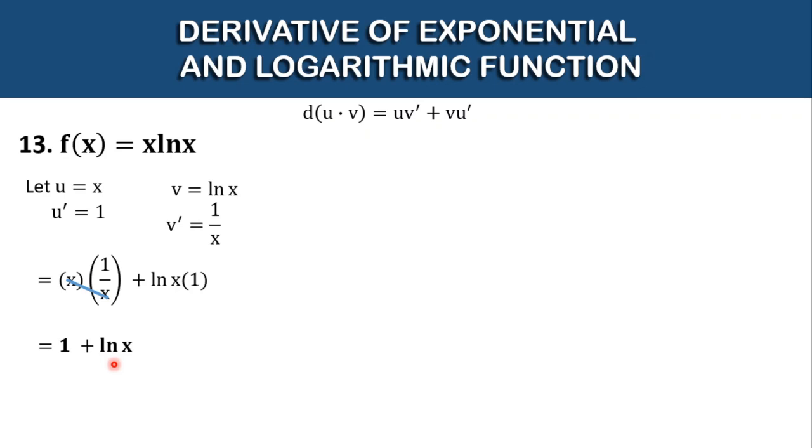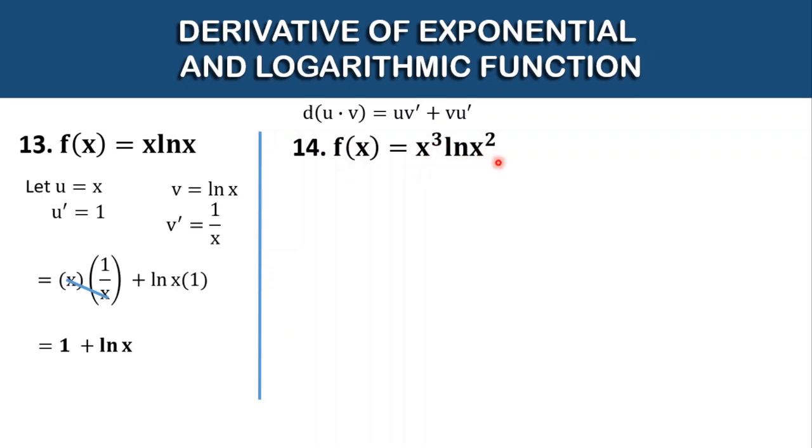For our example number 14, find the derivative of x cubed times ln x squared. So yung u natin is x cubed, yung v natin is ln x squared. So kunin lang natin yung mga values na kailangan natin to find the derivative. So let u is equal to x cubed and u prime is equal to 3x squared. So yun yung derivative ng x cubed natin. And let v is equal to ln x squared.